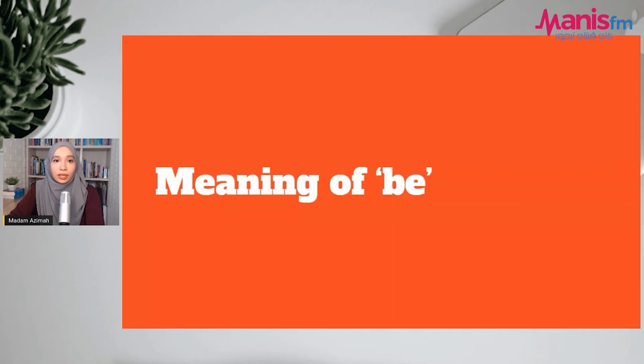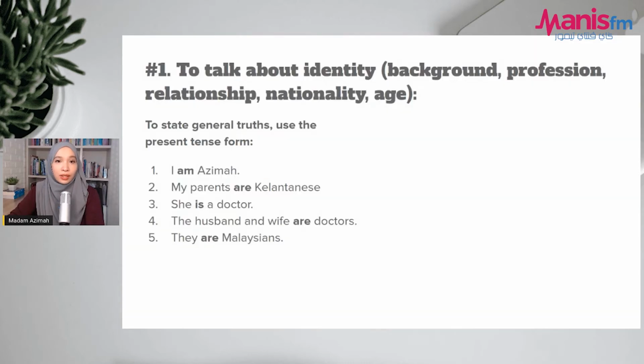What about exploring the meaning of be? What is it? So there are what we call several ways to understand be. So let's talk about the first one. So be is used to talk about identity, like background, profession, relationship, nationality, age. So if you're stating these things, it's the general truths, right? It's true as of now. You use the present tense form, which is am, is, and are.